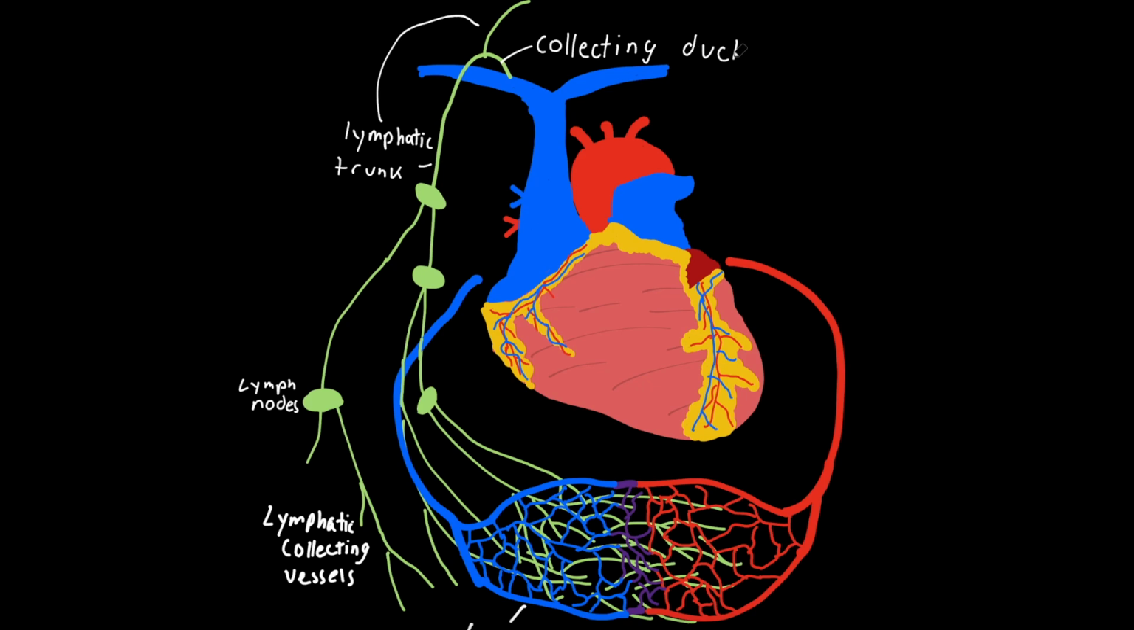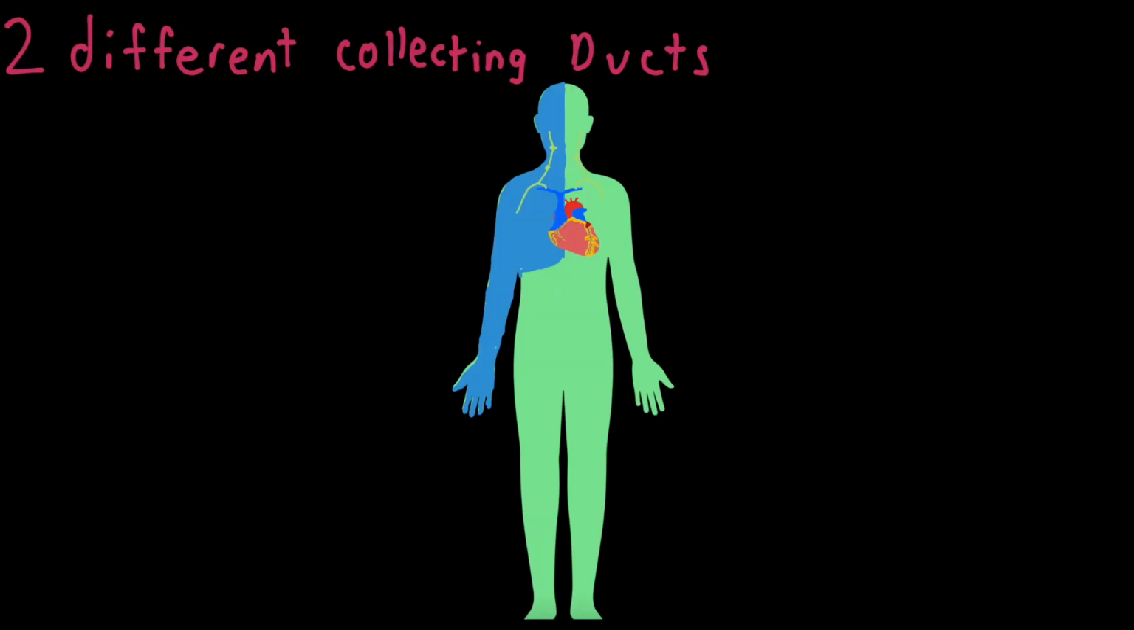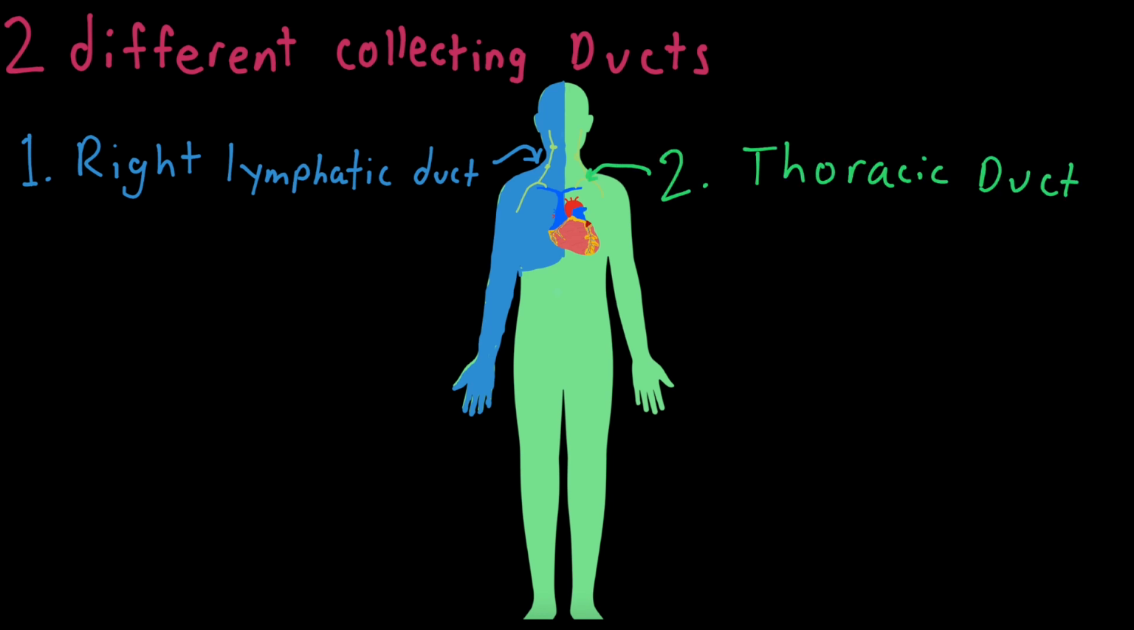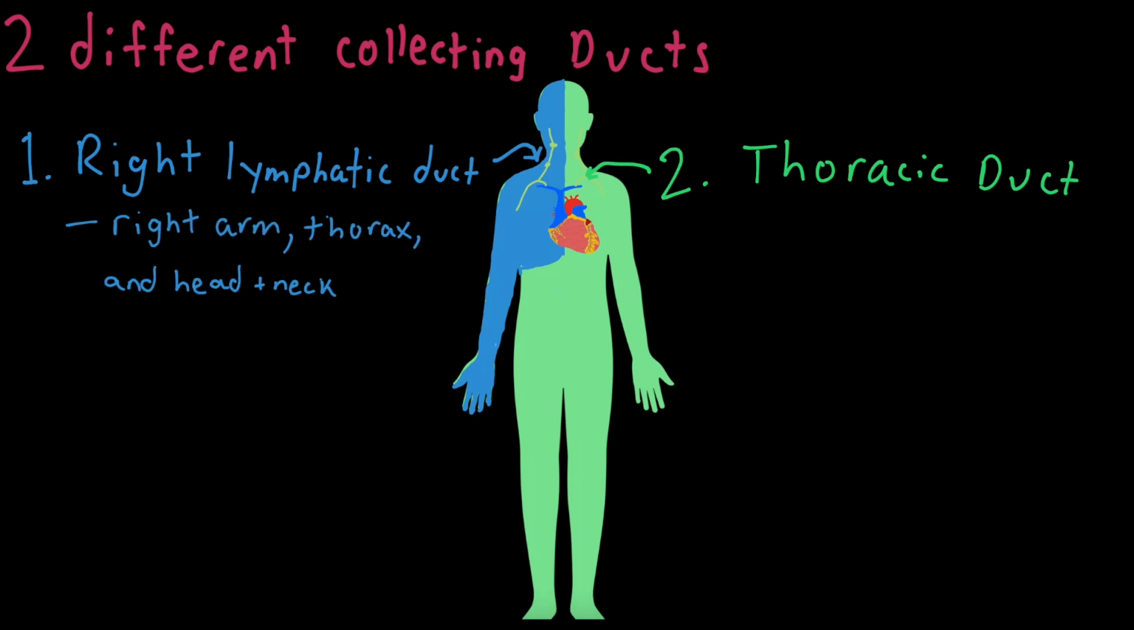Now, there are 2 different collecting ducts. First collecting duct is known as our right lymphatic duct, and the second is known as our thoracic duct. Both ducts drain at the subclavian vein. However, the right lymphatic duct receives lymph from the right arm, the right side of the thorax, and the right side of your head and neck, while the thoracic duct receives lymph elsewhere.